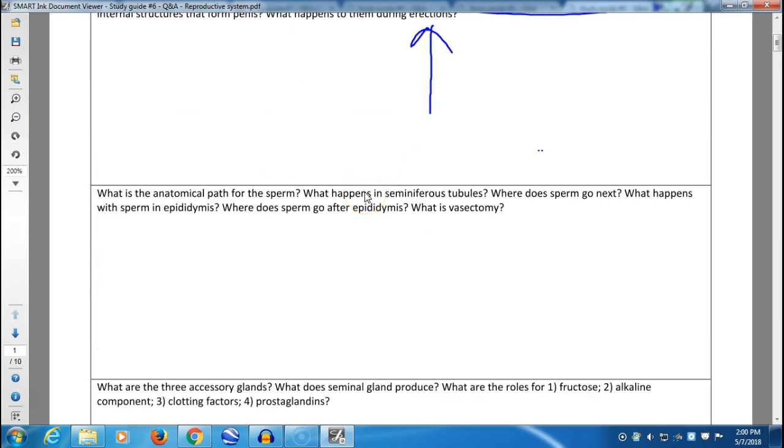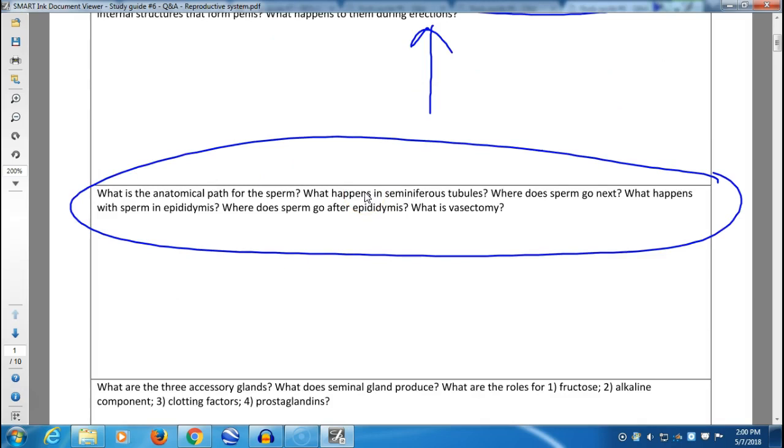Anatomical path for sperm: seminiferous tubules, straight tubules, rete testis, epididymis, vas deferens, ejaculatory duct, urethra. Like, trace it. There will be a question for it. Am I clear? Okay.